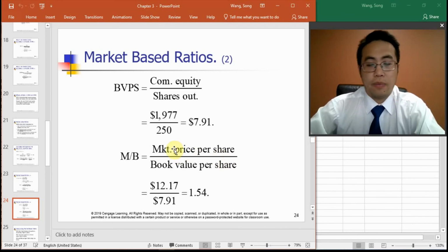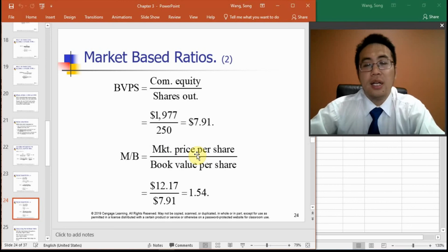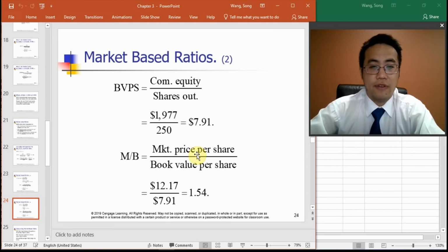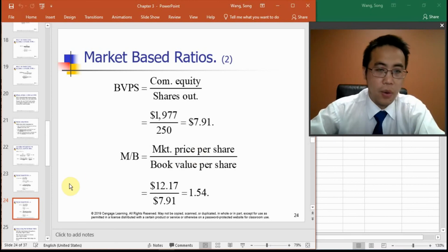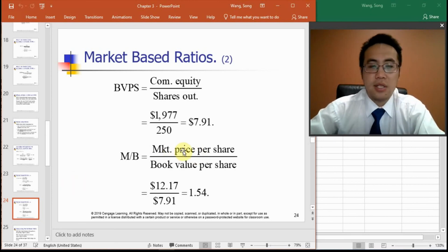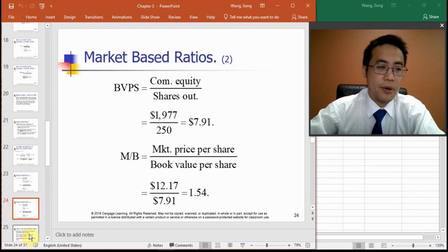The market value, the price, changes all the time, and the price basically is determined by the cash flows of the firm and also the risk of the stock prices. And we will learn how the stock price is determined in a later chapter.